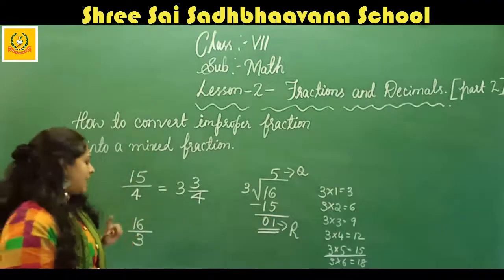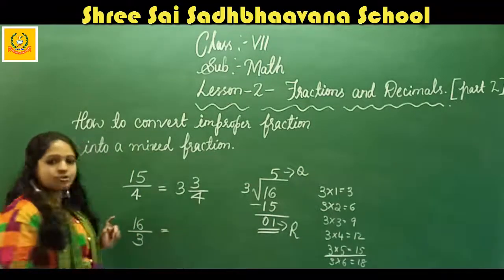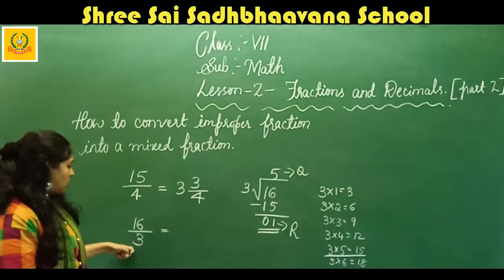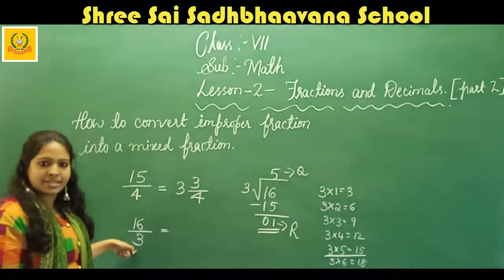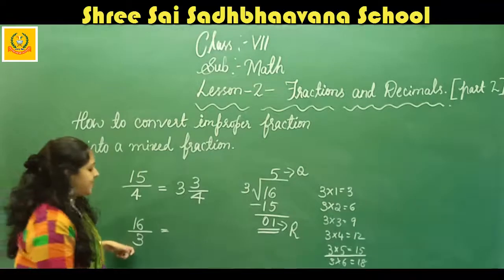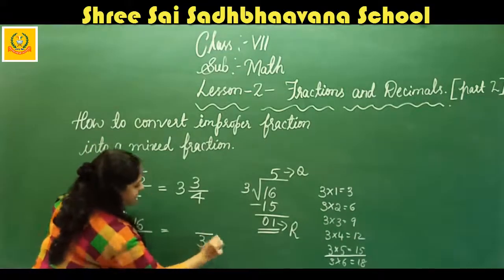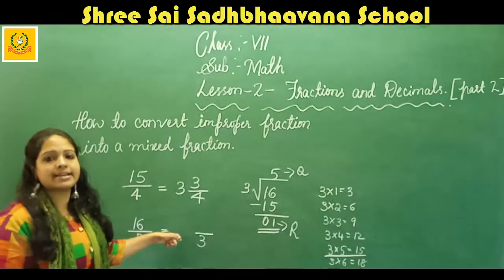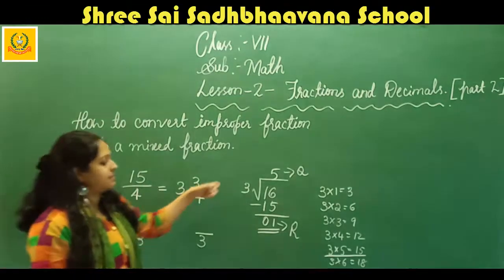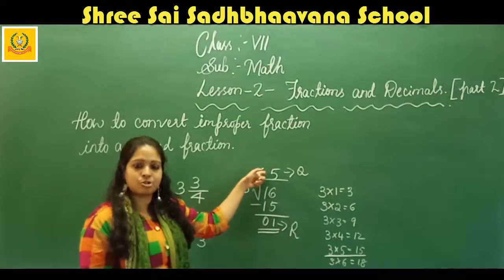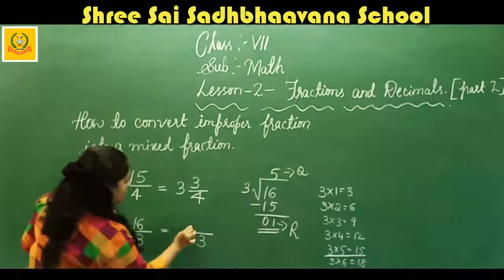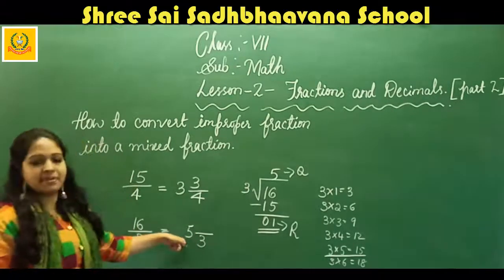So now I want to write the mixed fraction. How to write the mixed fraction? I told you there are no changes in the denominator. Denominator will be the same. So 3 is the denominator. Now which one do I have to write as the whole number? That is nothing but the quotient. I have to write the quotient as the whole number. So this is the whole number 5.